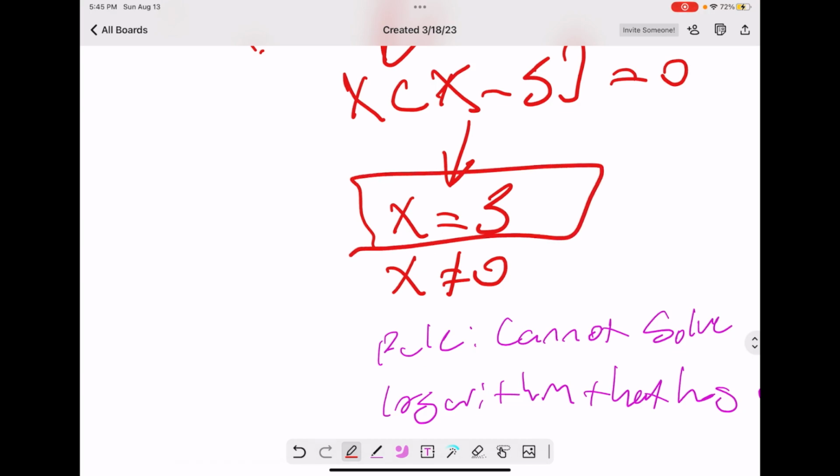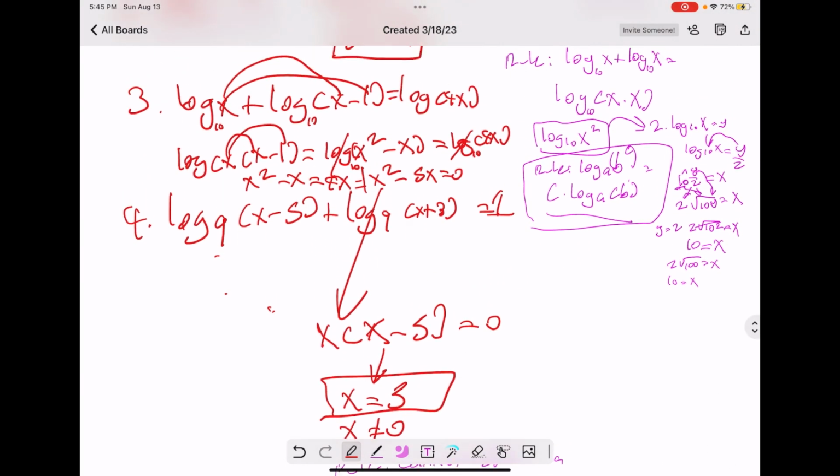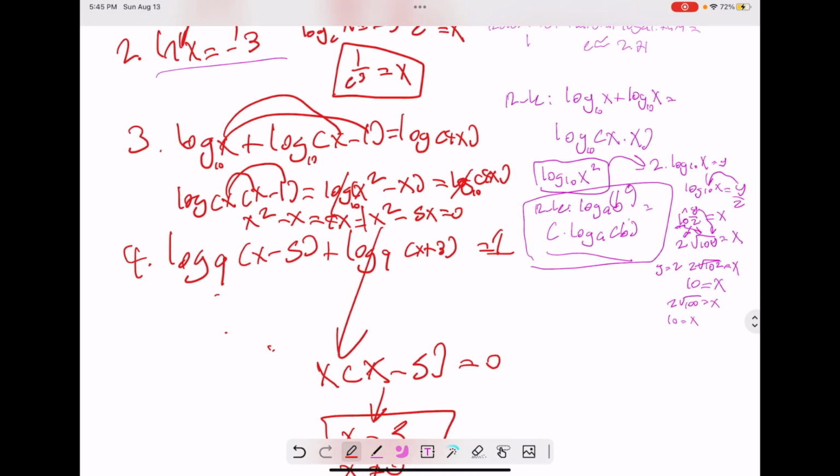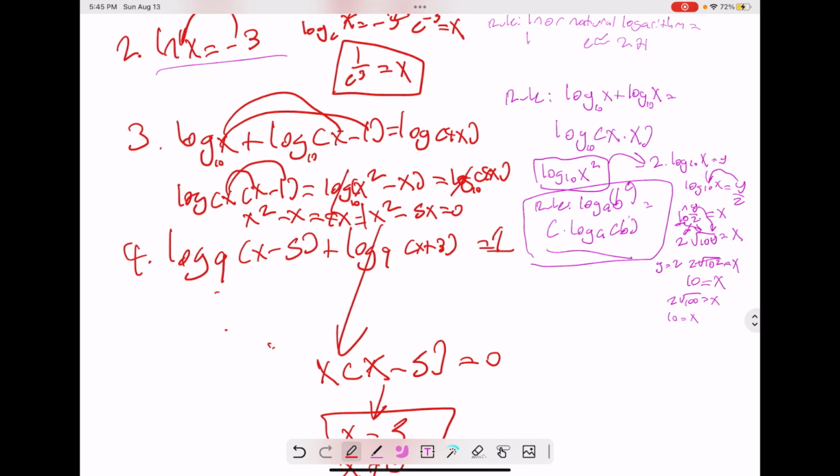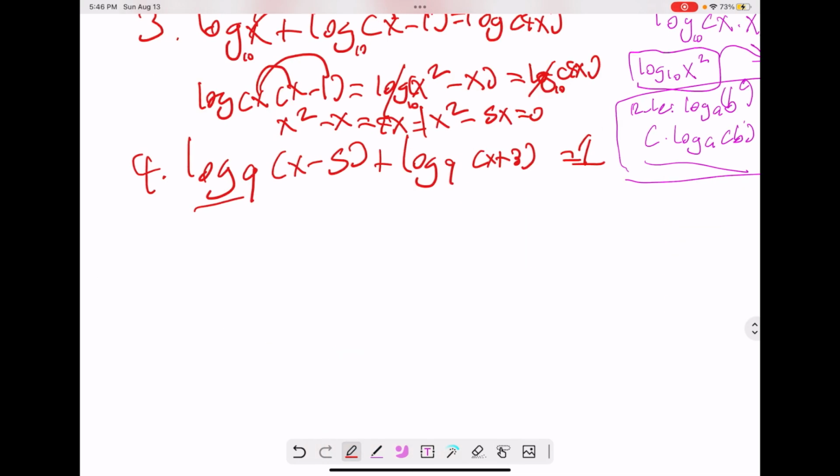So x equals 5. And look, that was not too hard. I just wanted to go super in depth, so that's why it took a very long time. So, boom. Now we're just going to finish the next one. So it has to be the same base, and they're both log 9. So it's going to be log of 9, and then x minus 5 times x plus 3 equals 1.